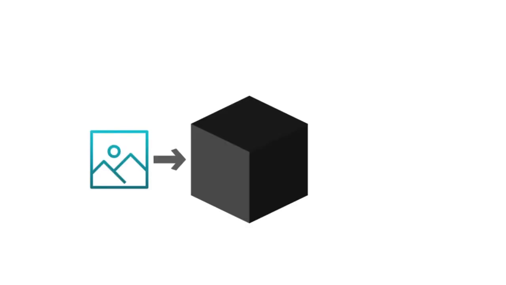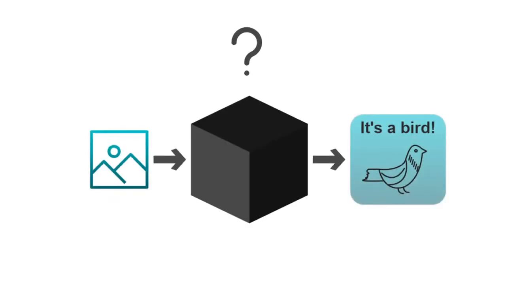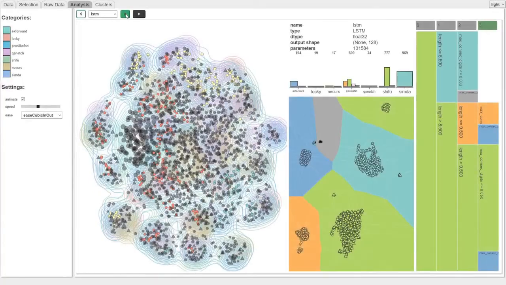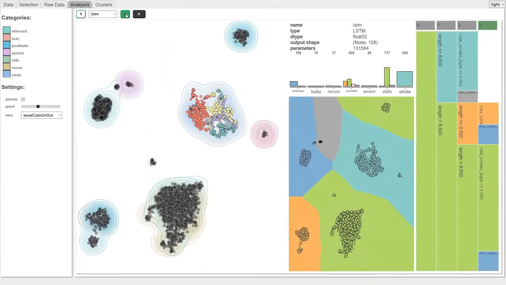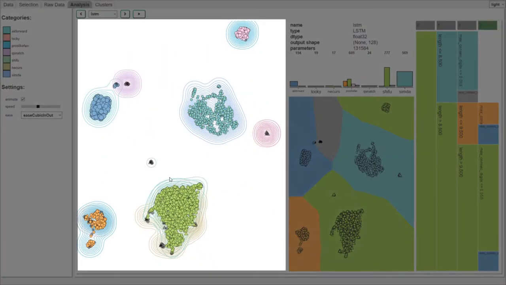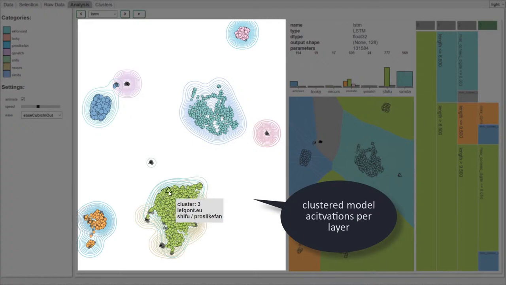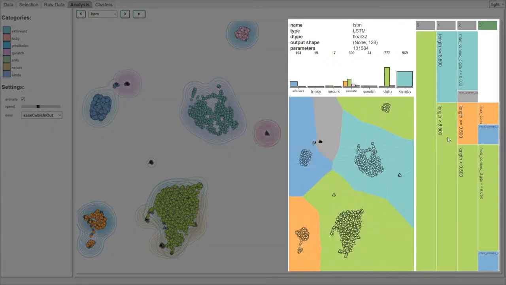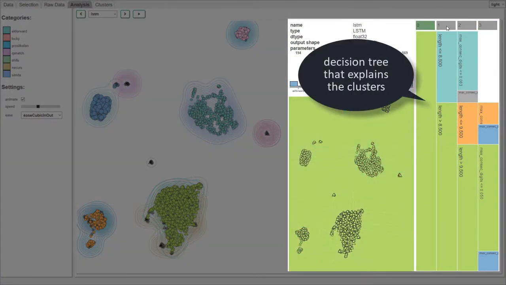Deep learning models have become ubiquitous, but we often lack interpretations for their decisions. We developed a visual analytics system to interpret models that perform multi-class DGA classification. For each layer of the model, we visualize clusters inside its activation data, showing how classes and clusters relate to each other. In addition, we provide a decision tree to explain how these clusters are constructed.